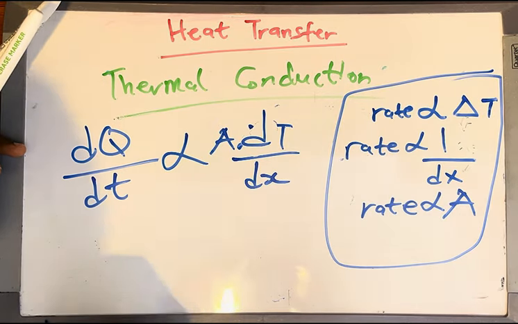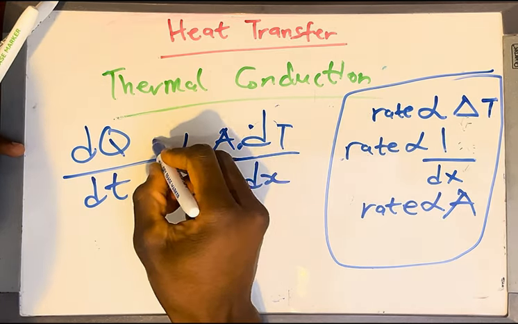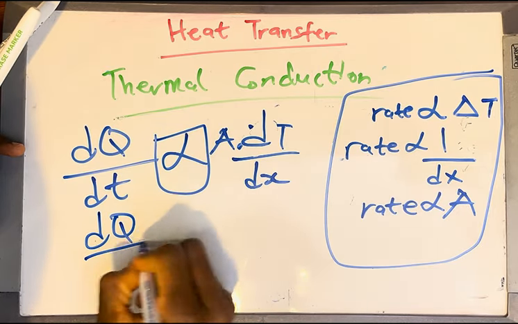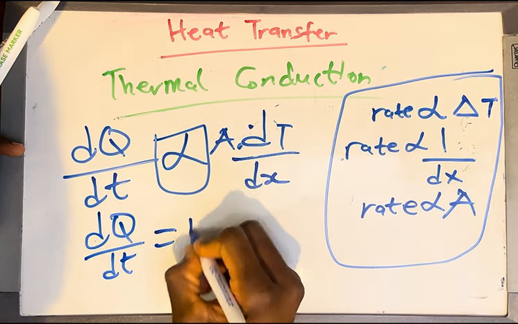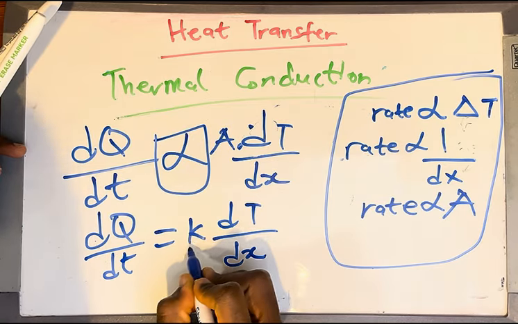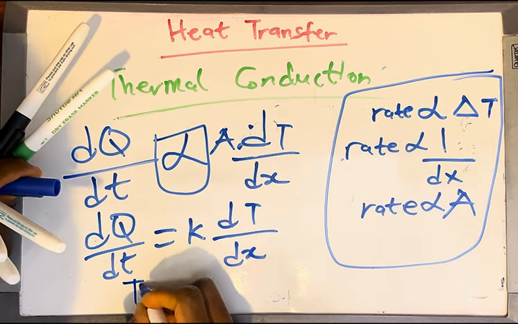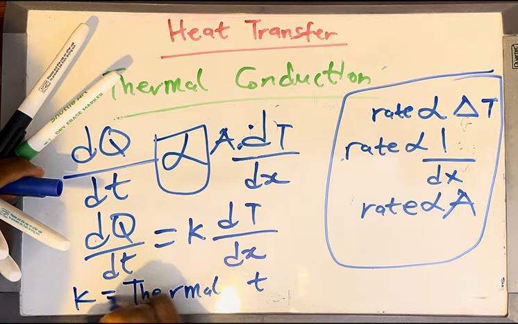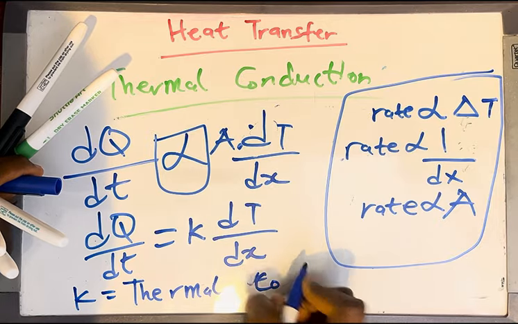Good. Now let me talk about something. We are going to remove the proportionality sign here and then introduce a constant. So dQ over dt would then be equal to constant k, A dT over dx, where the constant k is called thermal conductivity. Thermal conductivity.